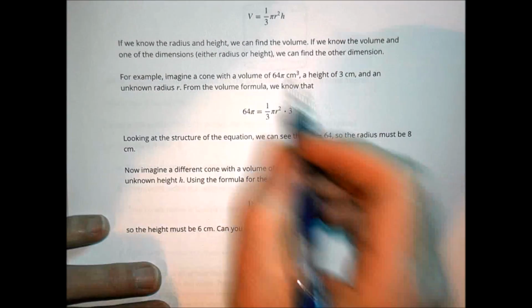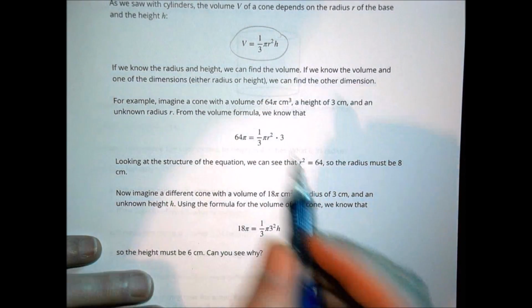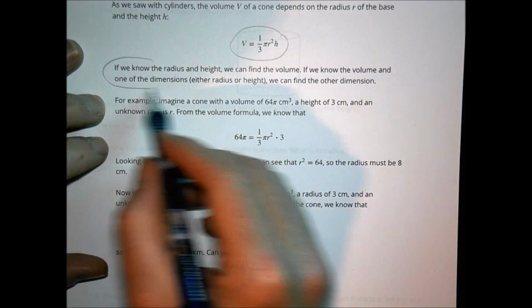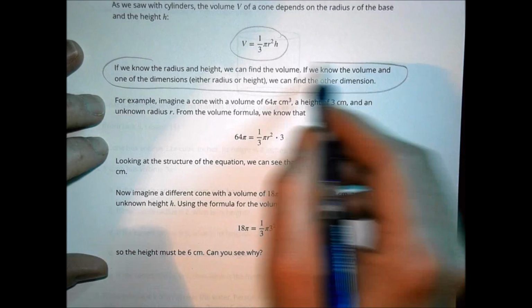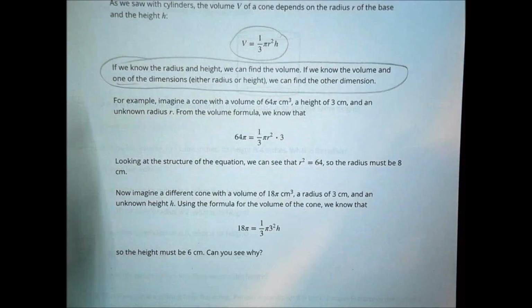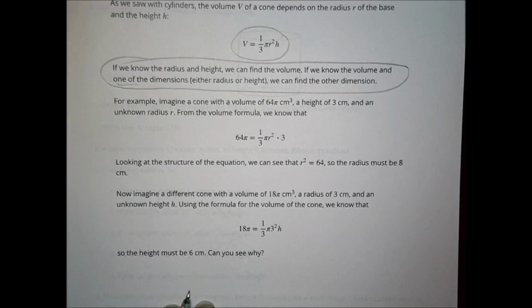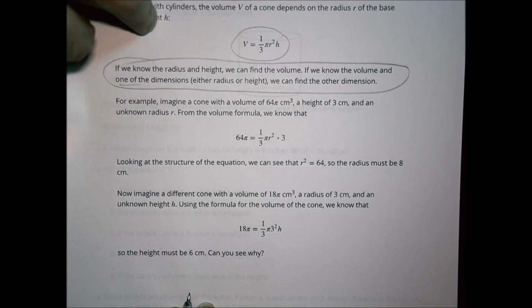All right, we have our formula for the volume of a cone, 1/3 pi r squared h. Again, if we know the radius and height, we can find the volume. If we know the volume and one other dimension, we can find the other dimension. So just like we do with a cylinder, but now playing with cones. Pause there and work on your homework, and let's come back together and check it in just a moment.